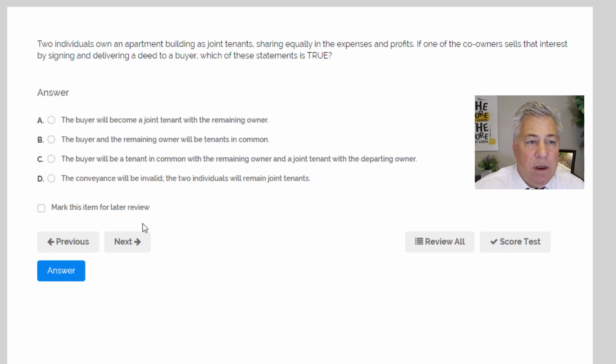Exam prep question number 21. Two individuals own an apartment building as joint tenants, sharing equally in the expenses and profits. One of the co-owners sells that interest by signing and delivering a deed to a buyer. Which of these statements is true? A, the buyer will become a joint tenant with the remaining owner. B, the buyer and the remaining owner will be tenants in common. C, the buyer will be a tenant in common with the remaining owner and a joint tenant with the departing owner. Or D, the conveyance will be invalid.